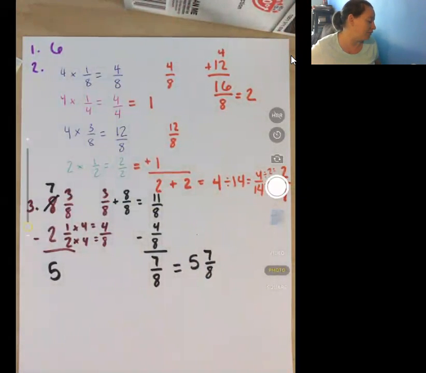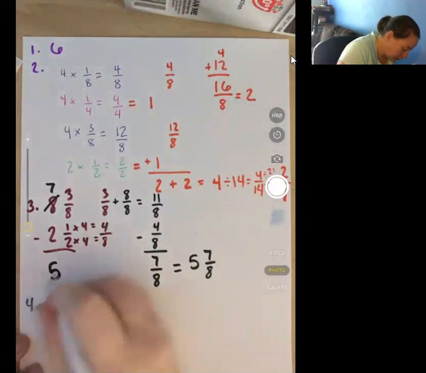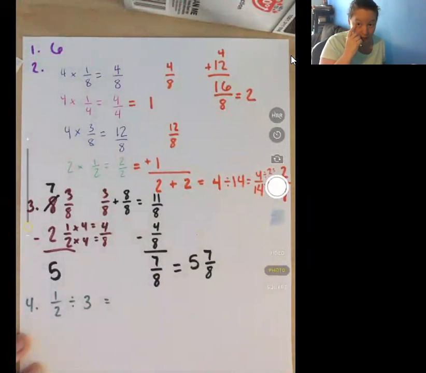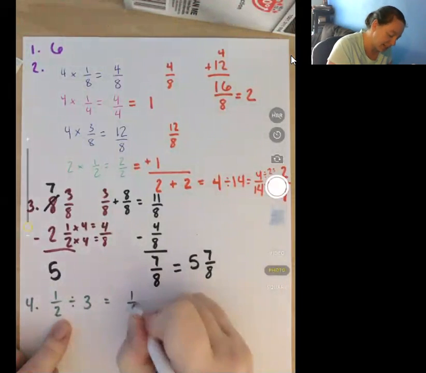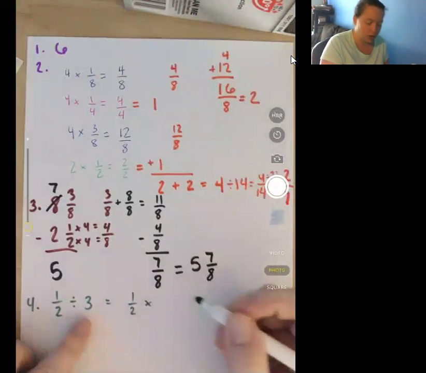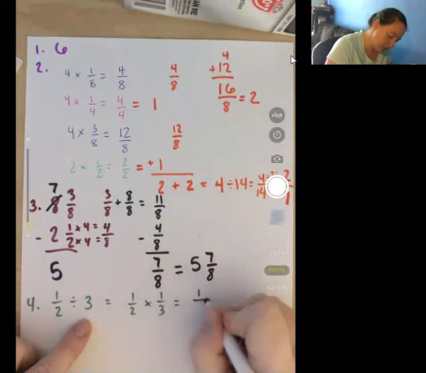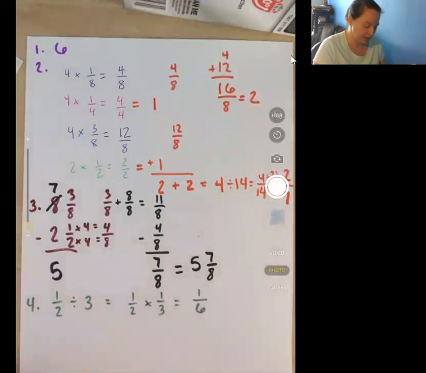Number 4, Ben bought half a pound of cheese for 3 sandwiches. If he puts the same amount of cheese on each sandwich, how much cheese will each sandwich get? Okay. So we have half a pound of cheese and we're dividing it up among 3 sandwiches. We need to rewrite this. The half stays the same. The division becomes multiplication. The 3 flips. Becomes 1/3. 1 times 1 is 1. 2 times 3 is 6. So 1/6 of a pound of cheese will go on to each of these sandwiches.